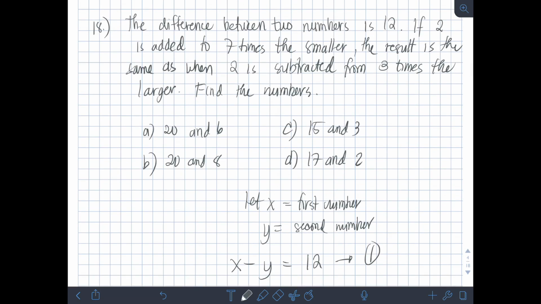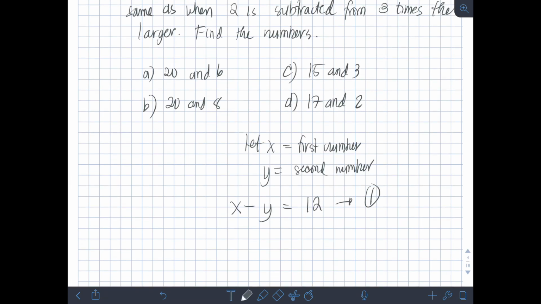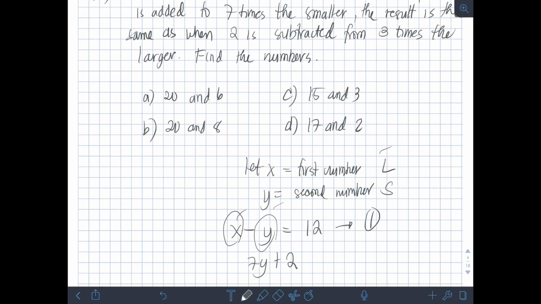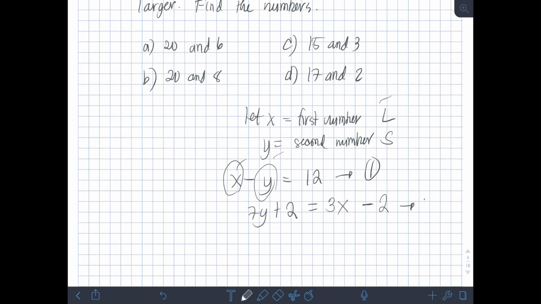Equation 1. Then para sa equation 2, we have if 2 is added to 7 times the smaller. So since sa first equation natin, ginawa kong x minus y is equal to 12, yung x yung larger, tapos yung y yung smaller. So if 2 is added to 7 times the smaller, which is y, so 7y, the result is the same as, so equals to 2 is subtracted from 3 times the larger. So 2 naman daw is subtracted from 3 times the larger, which is x.